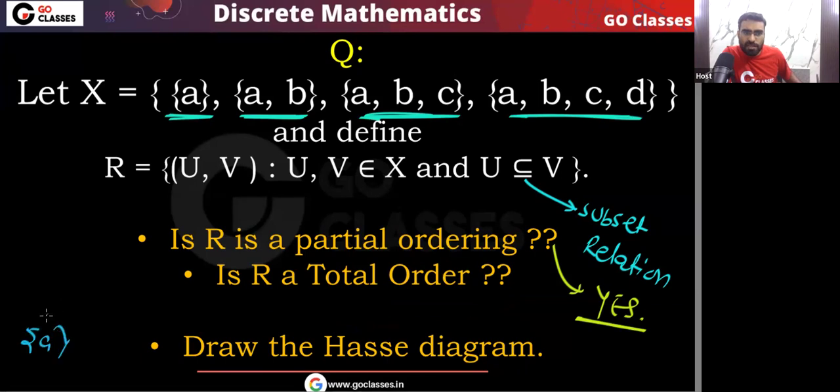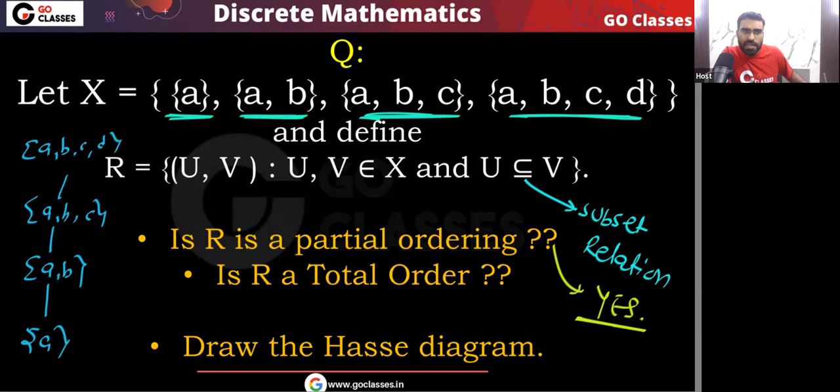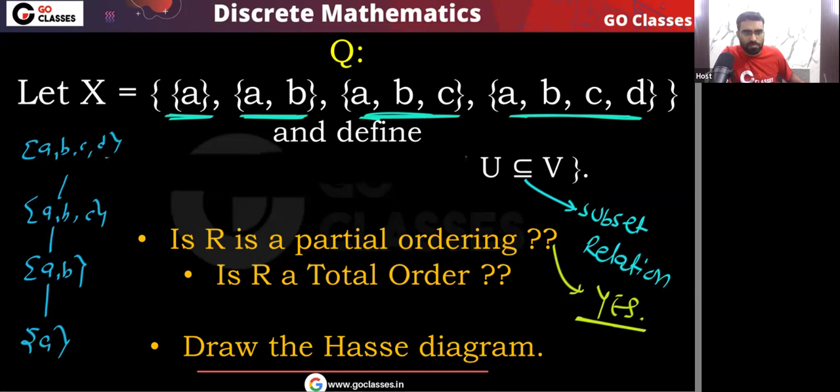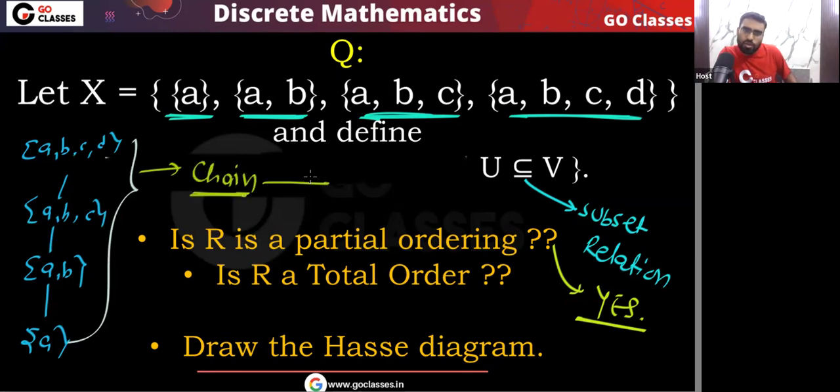So you can see this element is related to this element. This element is related to ABC, and ABC is related to ABCD. Did I get a chain? Let me know. Yes, we got a chain. So that automatically means it is a total order relation. Okay, is this clear? Very simple.